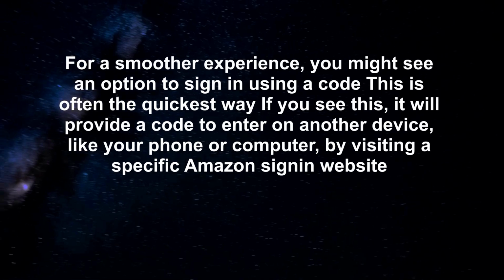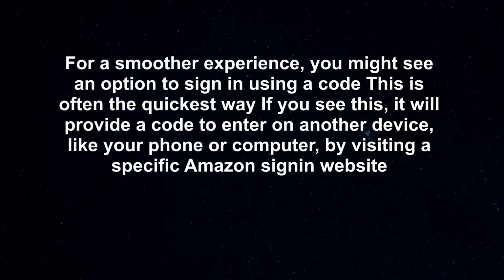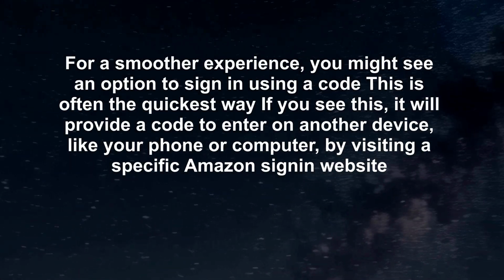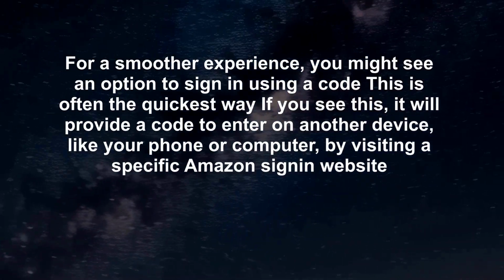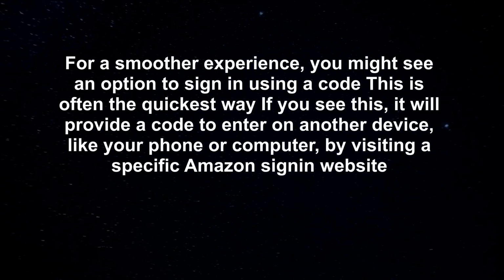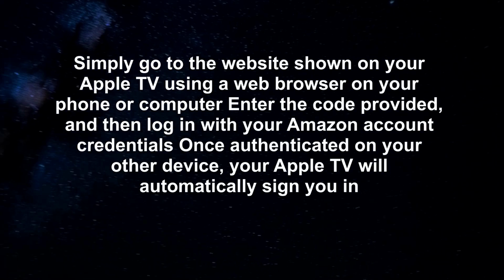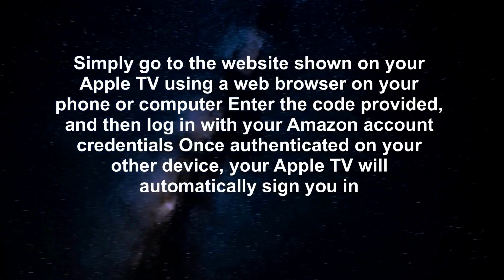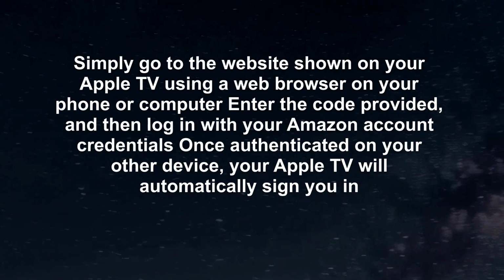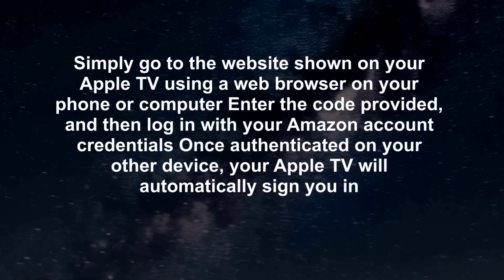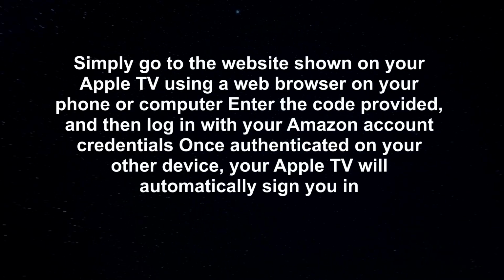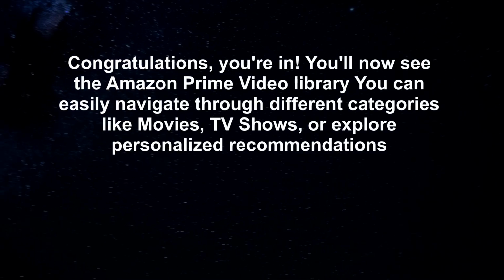For a smoother experience, you might see an option to sign in using a code. This is often the quickest way. If you see this, it will provide a code to enter on another device, like your phone or computer, by visiting a specific Amazon sign-in website. Simply go to the website shown on your Apple TV using a web browser on your phone or computer. Enter the code provided, and then log in with your Amazon account credentials. Once authenticated on your other device, your Apple TV will automatically sign you in.